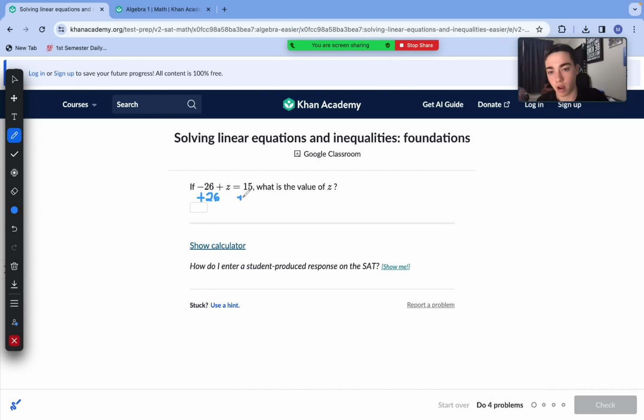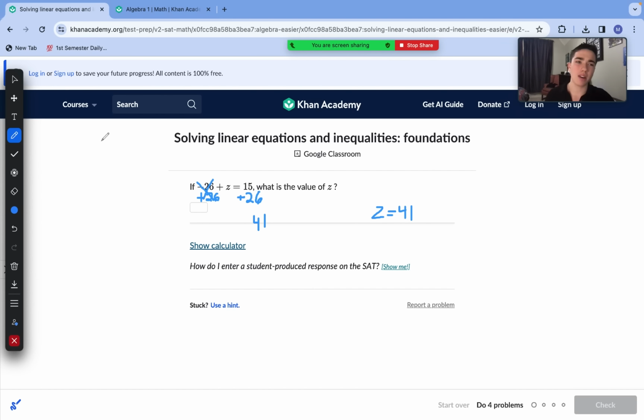That's definitely very important. So after adding 26 to both sides, it cancels out on our left side, and then 15 plus 26 is 41. So we are left with z equals 41.